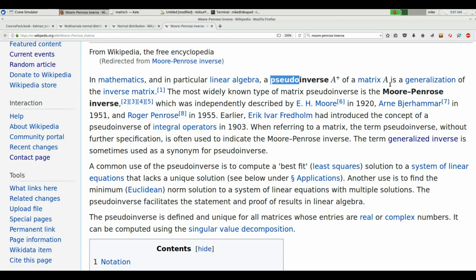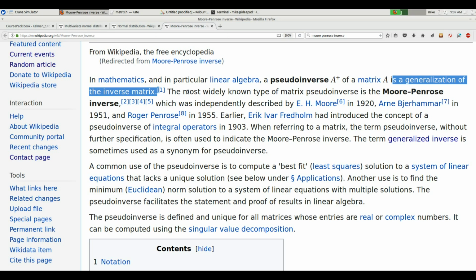But the pseudo-inverse is a generalization of inverse. In other words, if you take a matrix and you compute the inverse, and you take that same matrix and you compute the pseudo-inverse, it's always the same. Pseudo-inverse can do anything an inverse can do and will always give the exact same answer as an inverse. The problem is there are matrices which are not invertible. And the pseudo-inverse, in those cases, doesn't throw an exception.